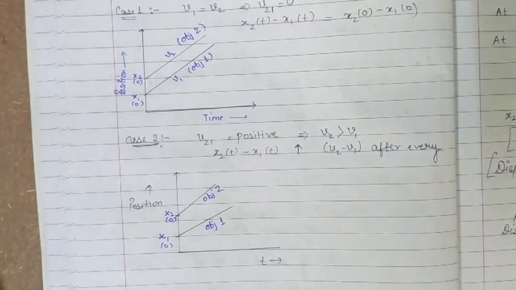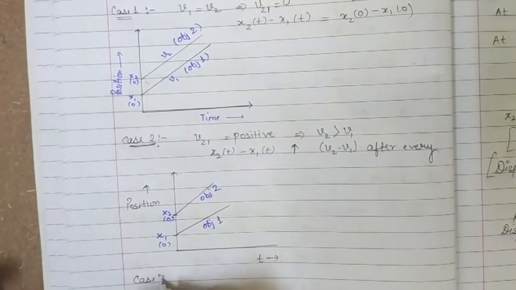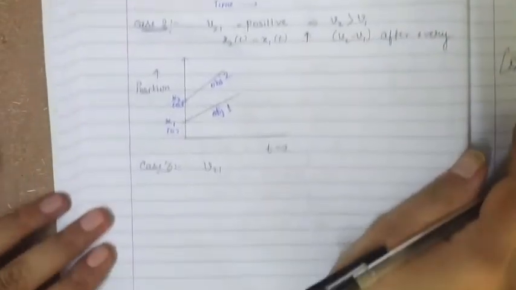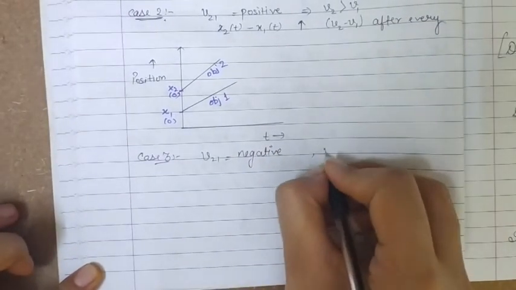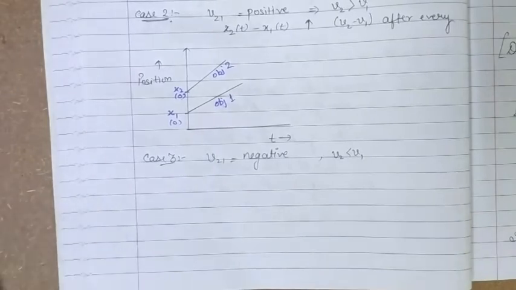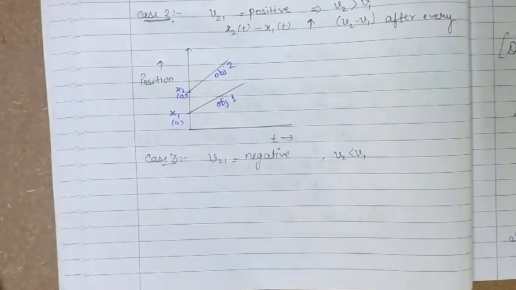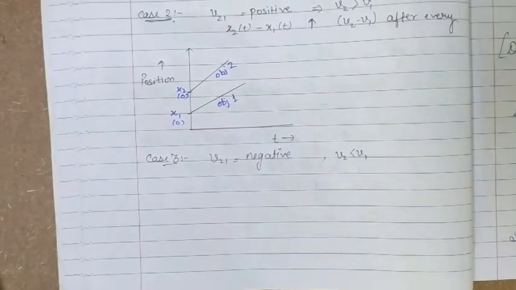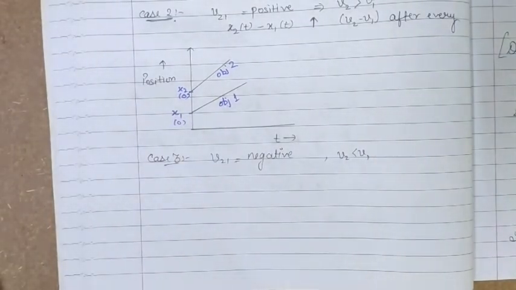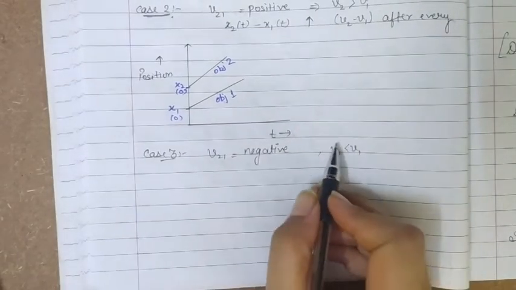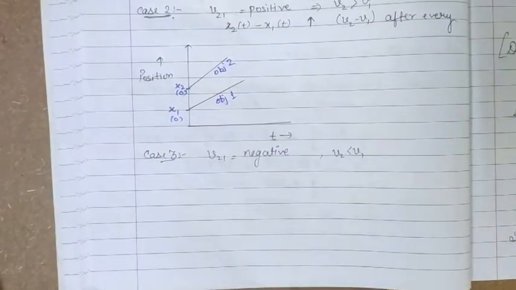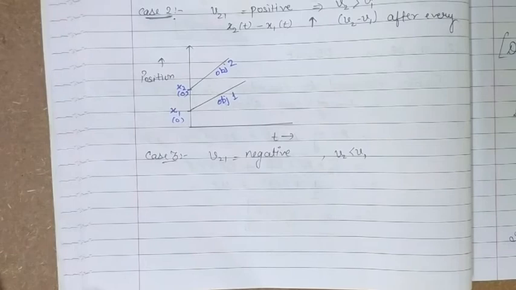Now moving to case 3. Case 3 is when v21 is negative, or we can say that v2 is less than v1. Now initially object 2 is ahead of object 1, and because of that the relative separation x2(t) minus x1(t) is positive. Now the relative separation between the two objects decreases. This decreases because the velocity of 2 is less than 1, so 1 will approach 2, or we can say the second object is slower.